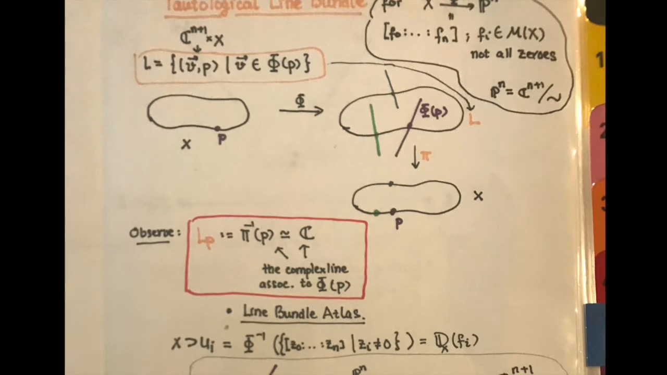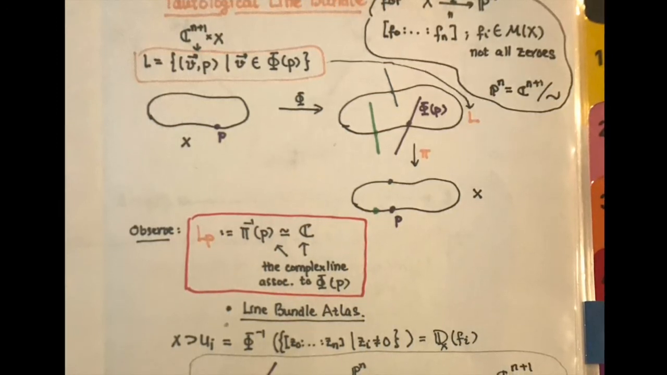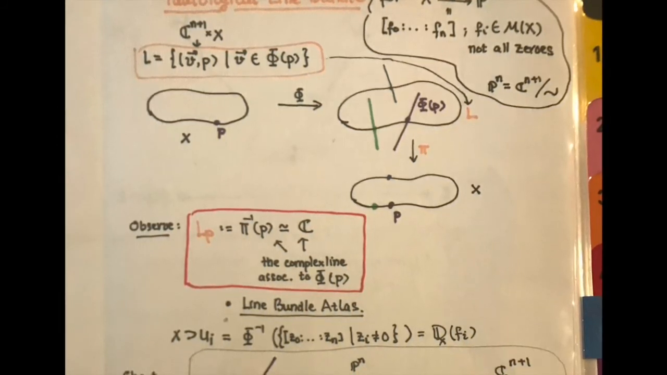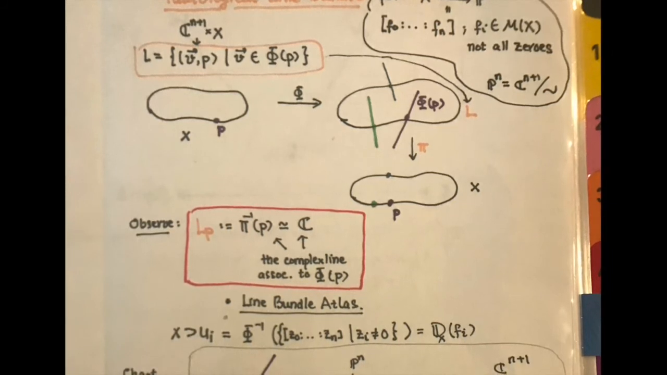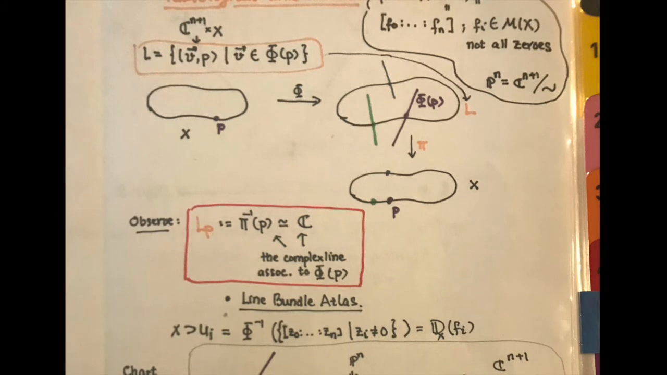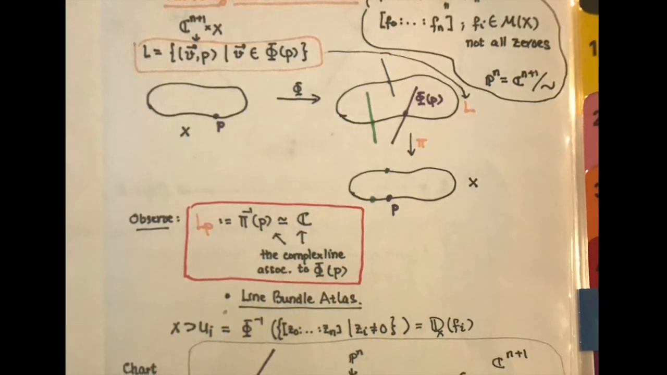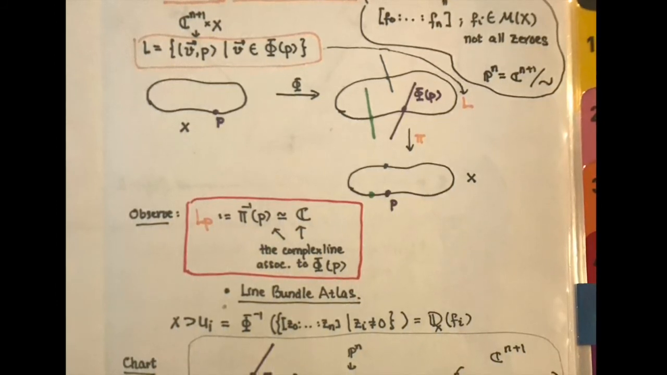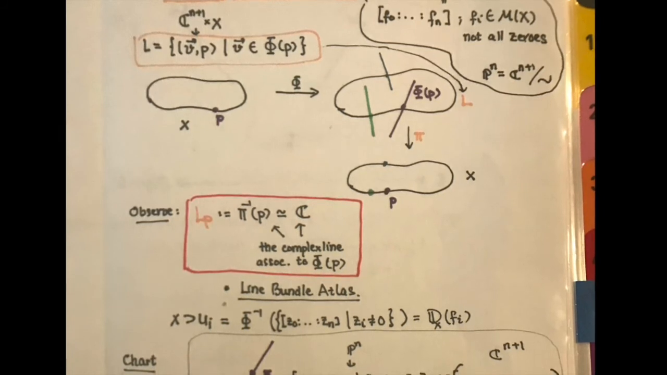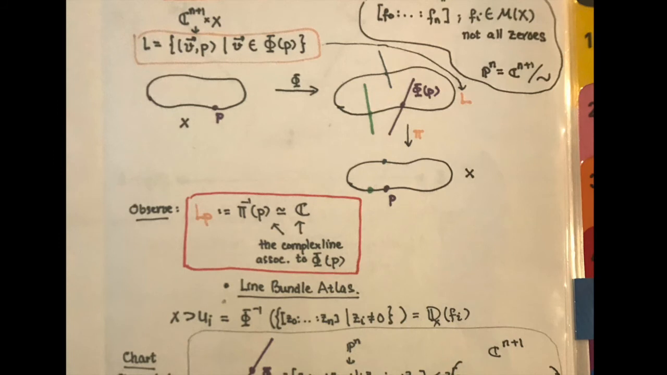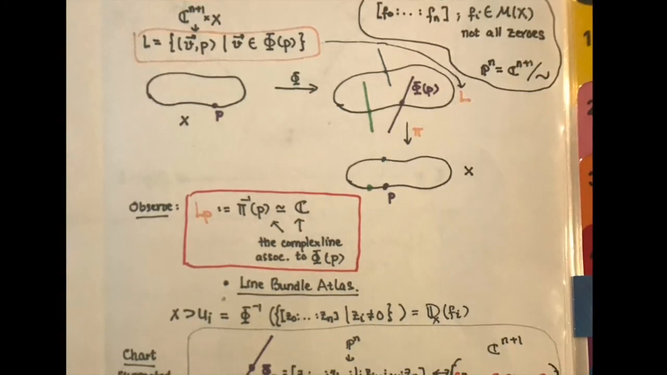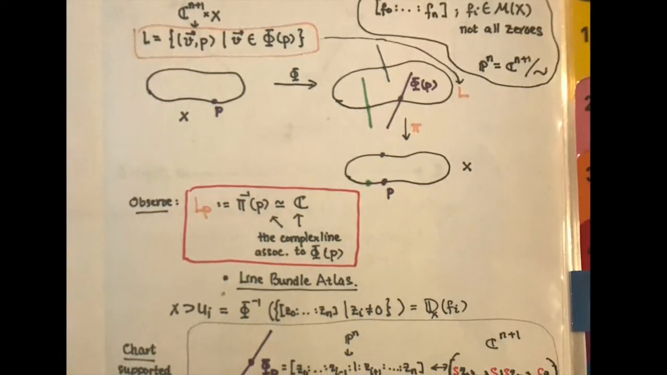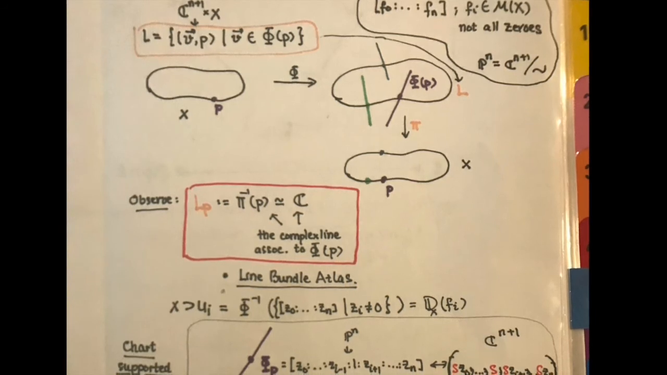Alright, so let's define the space L. What is the underlying set of this line bundle? This is associated to some map from X to Pn, so let's call the map phi, and it's going to be given by f0 through fn, where the fi are meromorphic functions on X, not all zero. Now we want to describe the line bundle L over X. Above every point P, we want to describe the fiber, which should somehow be isomorphic to C.